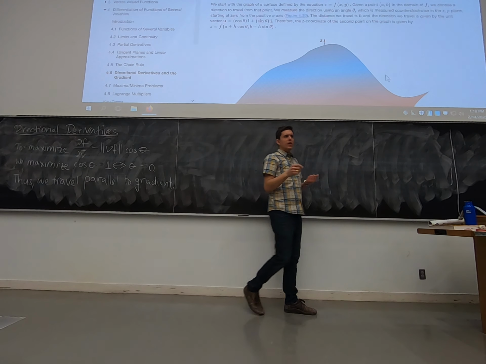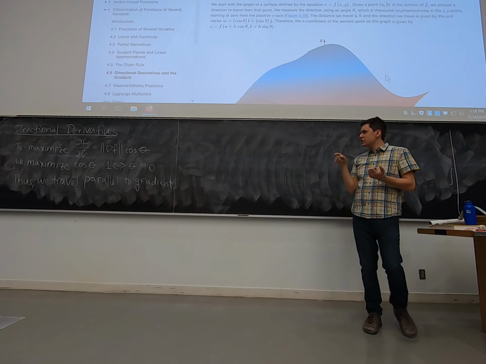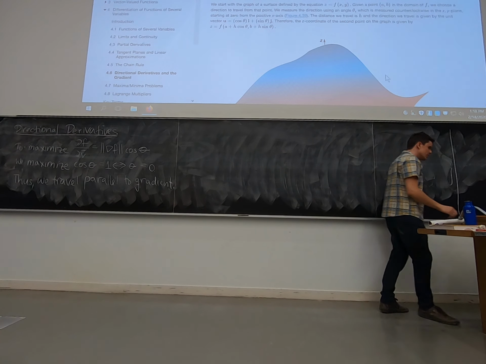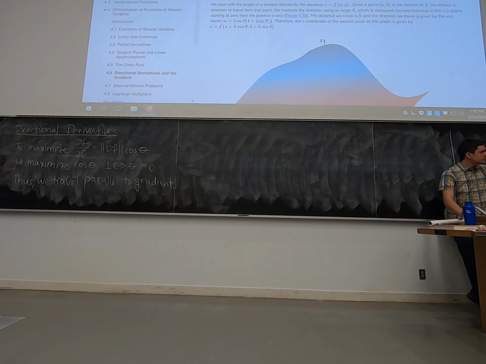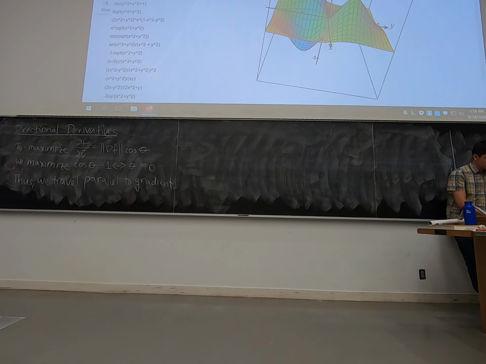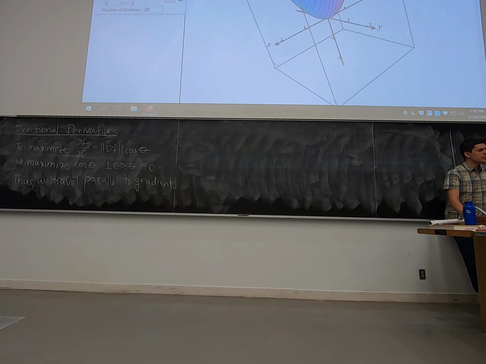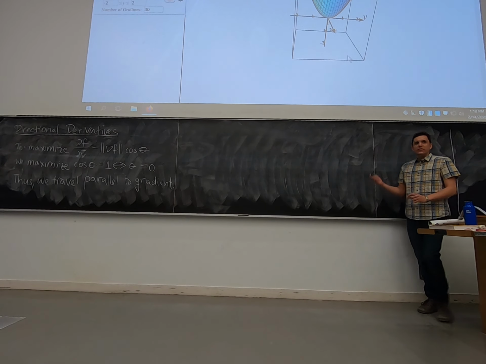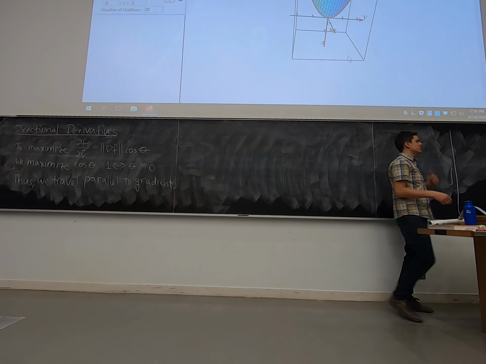So I want to go back to that visualization that we were doing at the end of last lecture and look at it with fresh eyes. At the end of last lecture, we looked at the paraboloid, my favorite graph. And we added the gradient vector field to this plot.